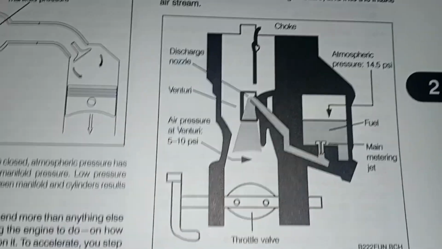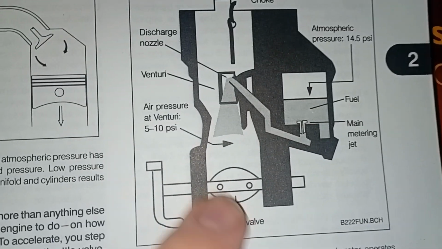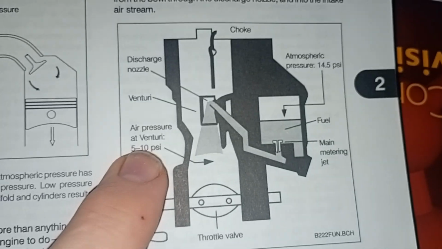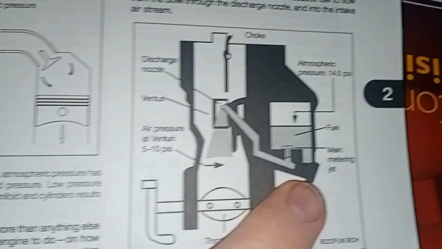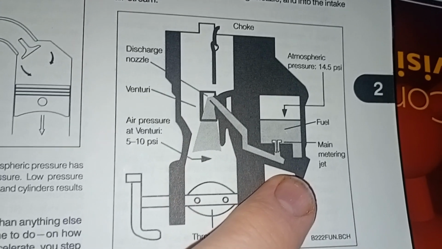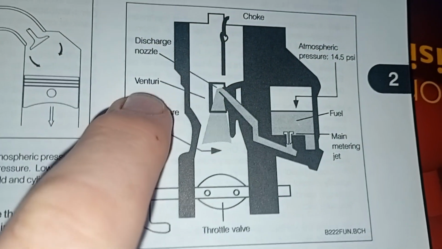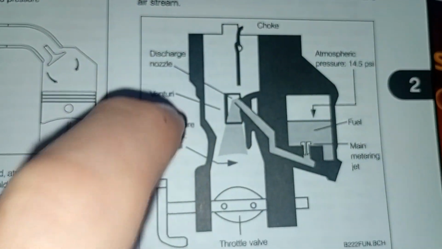So we've got a diagram. We've got the throttle valve, air pressure at the venturi 5 to 10 psi, atmospheric pressure 14.5 psi, fuel metering jet, discharge nozzle, venturi choke. So that's letting more air in, right?